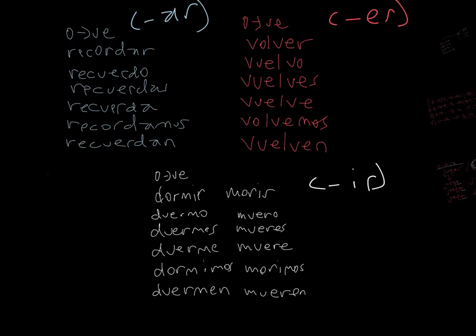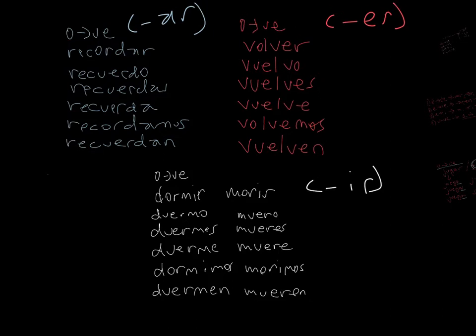Okay, so when we say that O goes to UE, we are going to have AR, ER, and IR ending verbs. The example we're using for AR is recordar, which is to remember, volver for the ER ending, which is to return or go back, and dormir and morir for the IR ending. And like I mentioned, the stem change happens for everybody except nosotros. There's never going to be a stem change for nosotros.